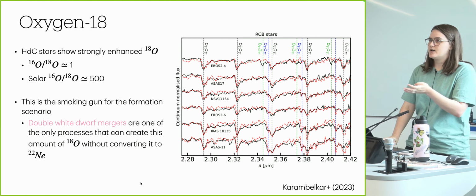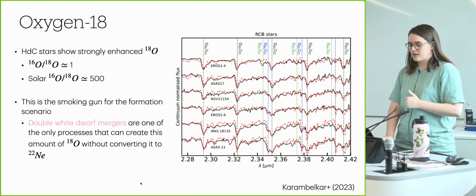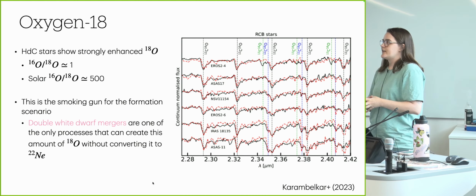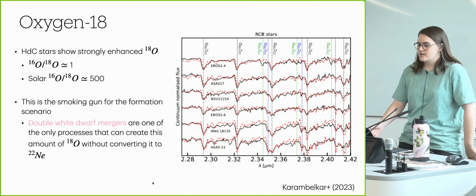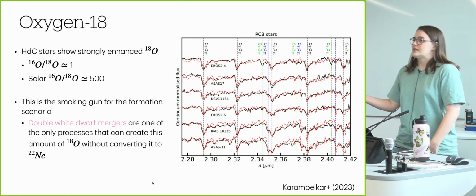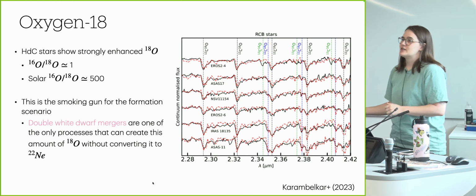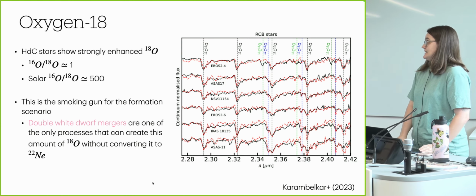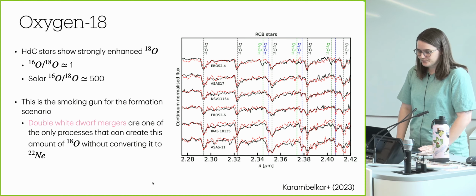And the reason we think this, at least, is that double white dwarf mergers, when we do the modeling, are one of the only processes that can create this amount of oxygen-18 without immediately also converting it into 22 neon via helium capture. And so oxygen-18 is a really important isotope for us.